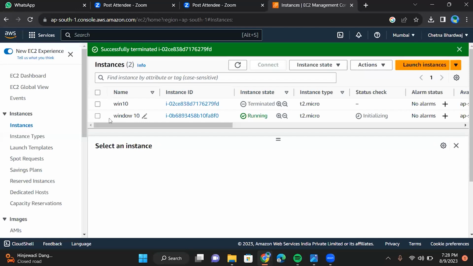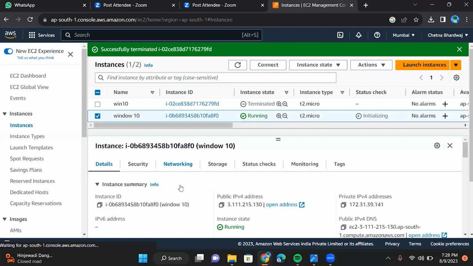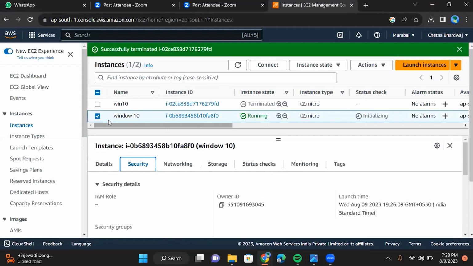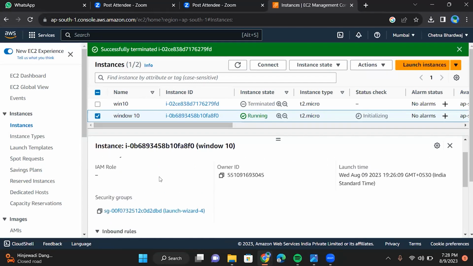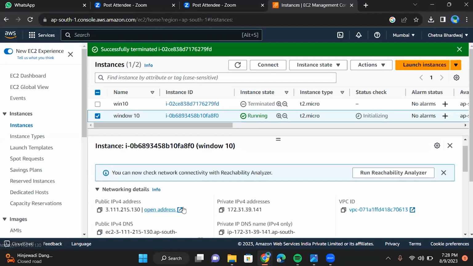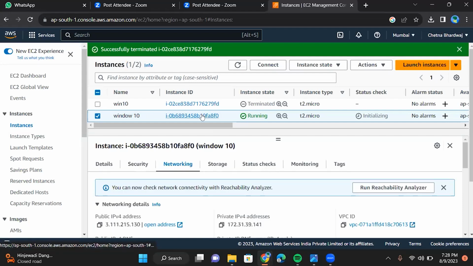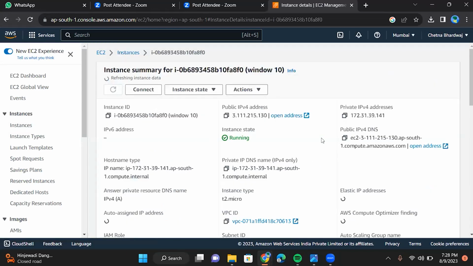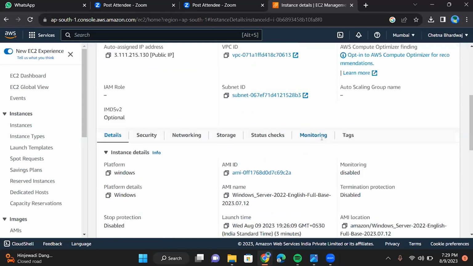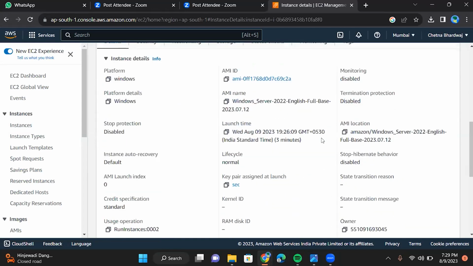Okay, how to check the security group from here? We will first select the instance and then we will see the details after that. Then we can select the networking option to check out the IPv4 address, and simply we can just click on the instance ID and we can see each and everything. So there are many ways to access the information.